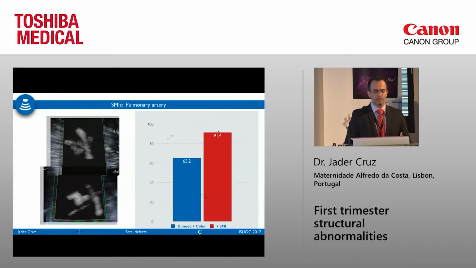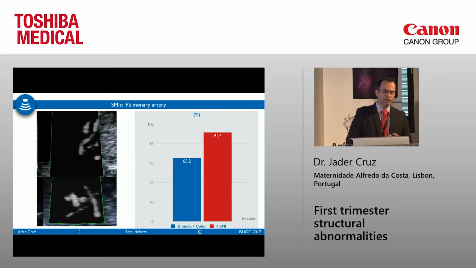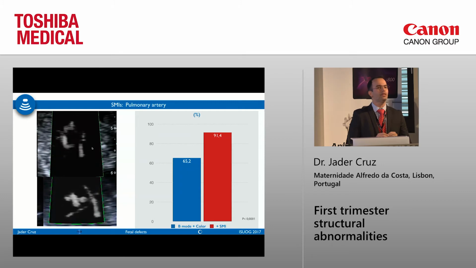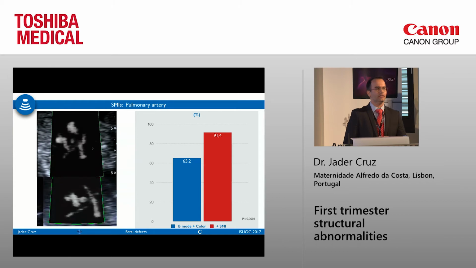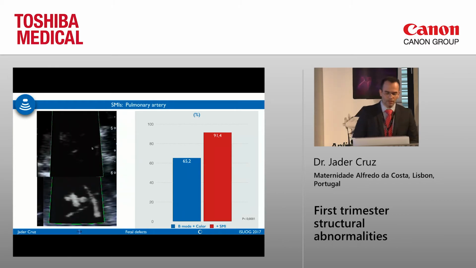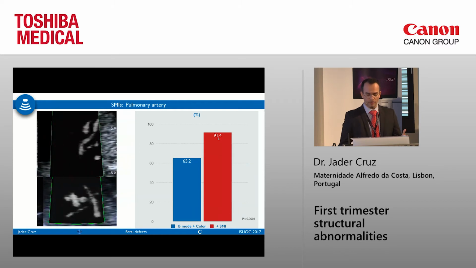If you go to the pulmonary artery, it's the same. In the second trimester, you're only happy to say that it is the pulmonary artery if you see the branching of it. So why not do the same in the first trimester? You need to see the branching of the pulmonary artery, as you see in the video there, and you only see that properly in 65% of cases using B mode and high definition color Doppler. If you're using SMI, you see that 91% of the time.